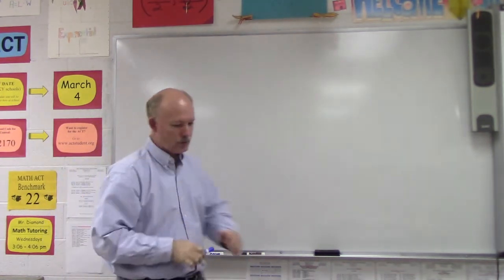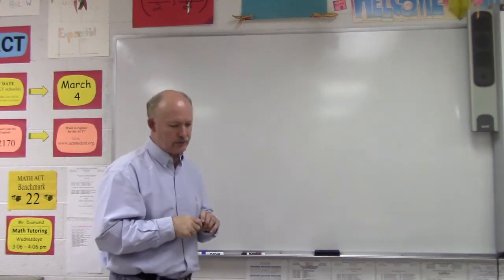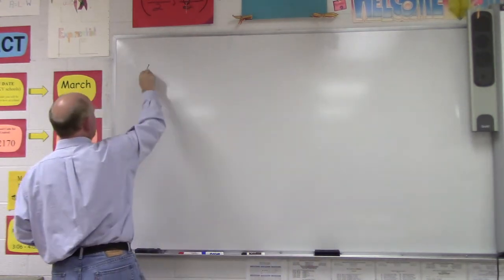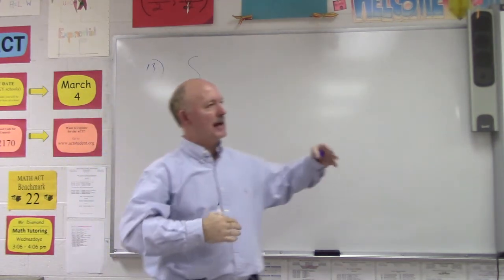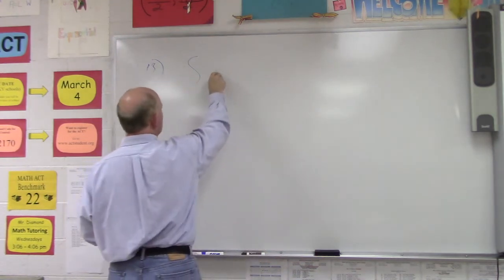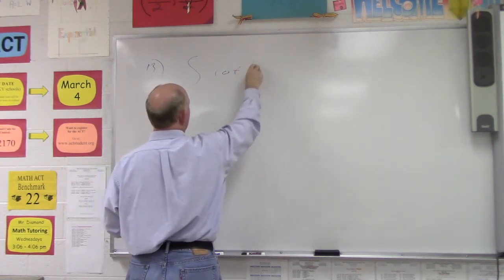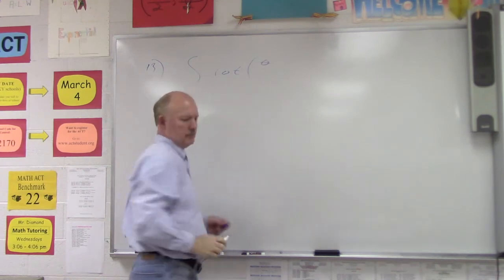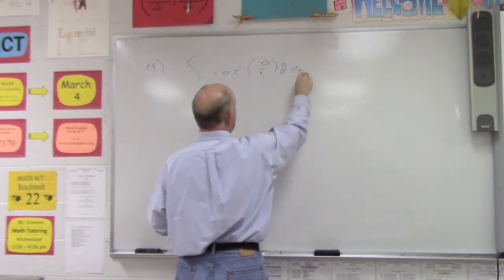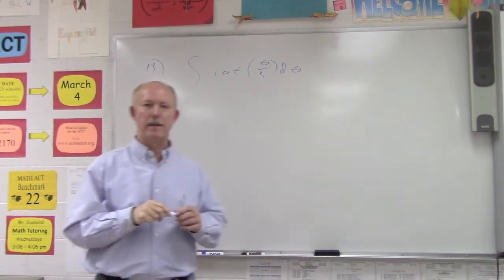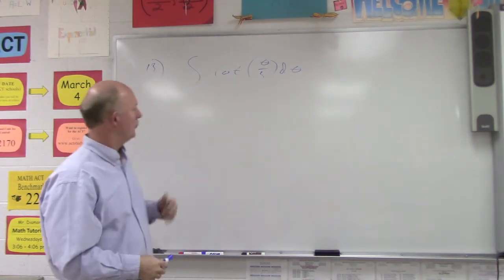All right, let's try another trig problem. Let's try this one here. This is number 13. Okay, let's do the integral. Earlier we'd set up how to do cotangent x, but what about this here? What if we had cotangent of theta over 5, d theta? What about this type of problem?